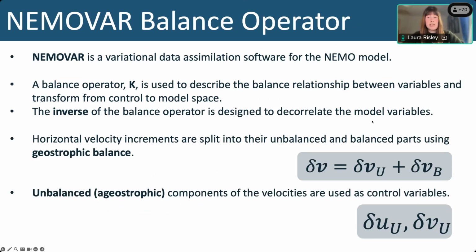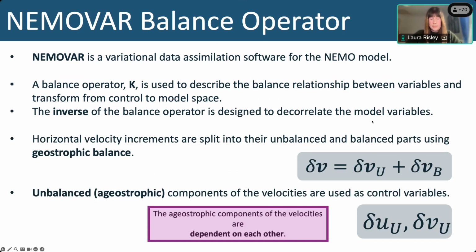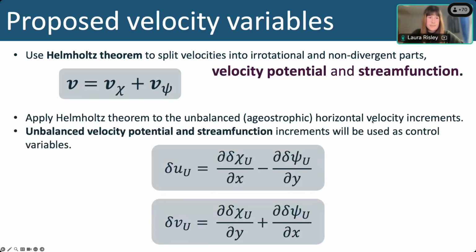In NEMOVAR, the velocities are transformed to their unbalanced, so their ageostrophic components using geostrophic balance, and these are used as control variables. Now, the ageostrophic components of the velocities are highly dependent on each other, and therefore the assumption of these being mutually uncorrelated is incorrect. This would lead to a suboptimal assimilation of future ocean current measurements. And so we seek alternative velocity control variables in NEMOVAR.